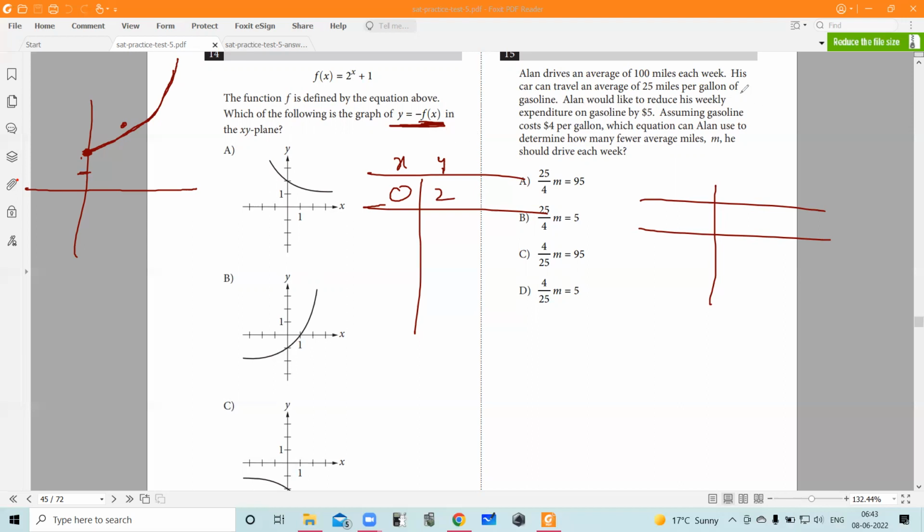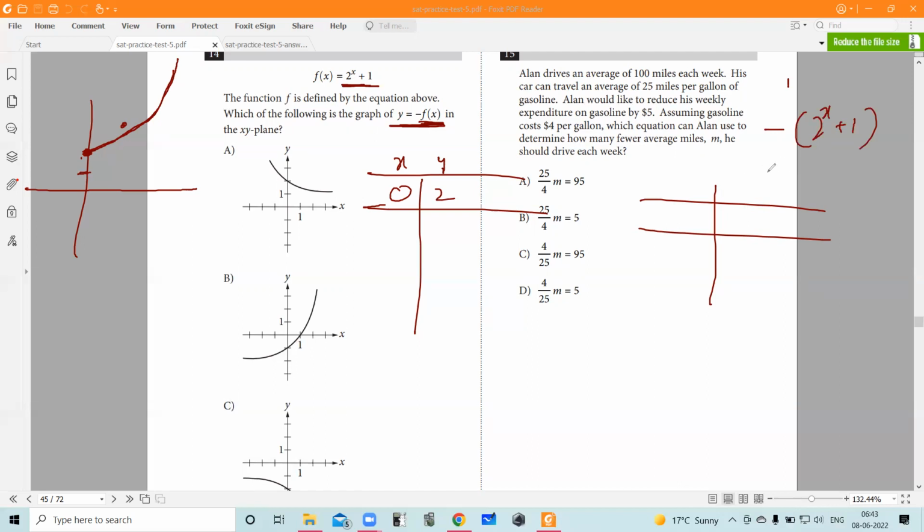Yeah. Let's try to understand this thing here. y equals negative f of x. So we have the function as negative f of x. So negative f of x will make it what? Wouldn't that be negative times 2 to the x plus 1? Yes, it would.